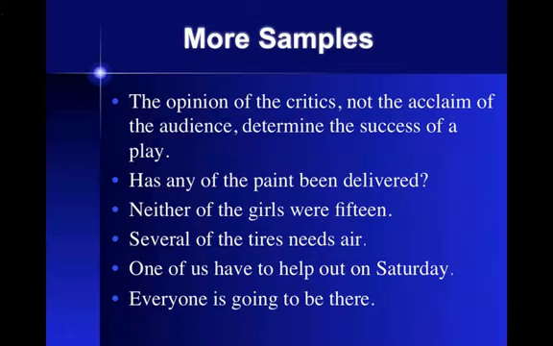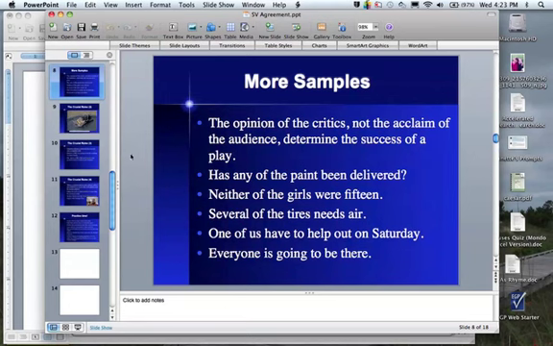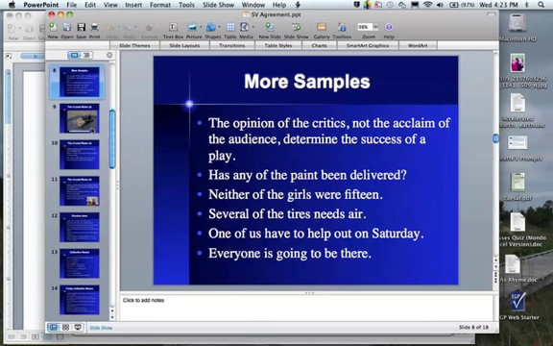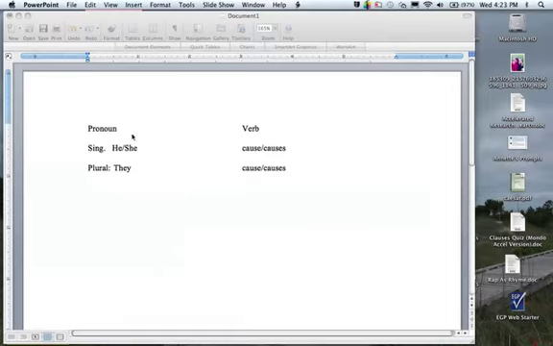And finally, everyone is going to be there. Everyone is singular. Each, either, neither, all the ones, bodies, and things. Is the verb in question. Well, of course, is singular. So everyone and is agree. What slide does that take me to? More samples. That's 8 out of a possible, I think, 16. We're going to stop there.